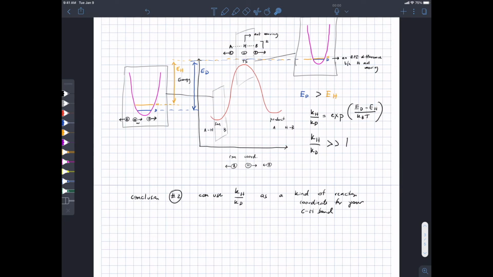But in any case, that can give you a sense for not only is your carbon-hydrogen bond changing in the transition state relative to starting materials, but how far along the reaction that change is happening. All right. Is that clear as mud? What questions do you want to ask?